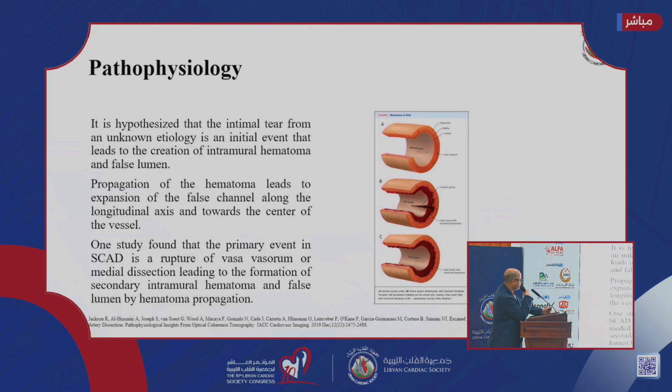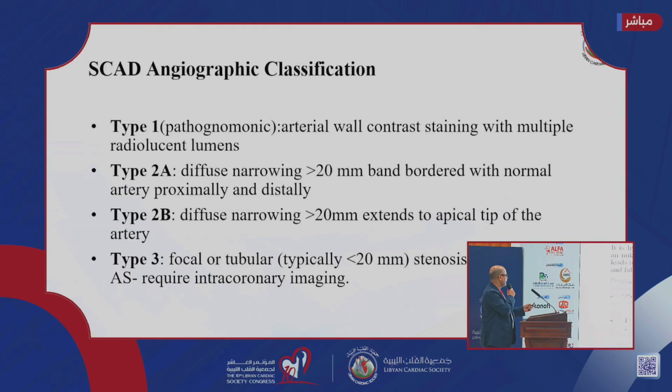arteries or the coronaries, and usually there is a tear on the intima, leading to accumulation of blood and leading to hematoma, intramural hematoma, which can propagate and block the artery. And there's one study that found that vasa vasorum rupture can cause the medial dissection, leading to formation of the hematoma as well, in some cases.